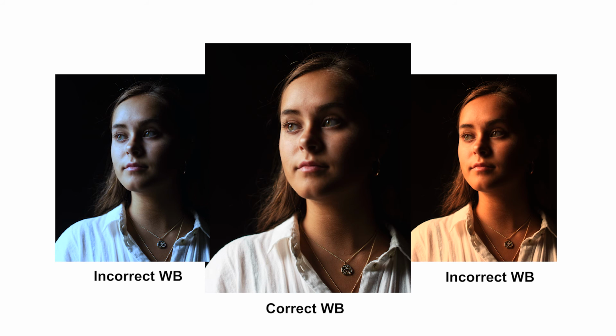Problem number 5: my photo is totally orange or totally blue. This is most likely due to the white balance. The white balance, in simple terms, makes sure that all the colors of your images are true to what they should be. For example, blue is blue, green is green, and red is red.